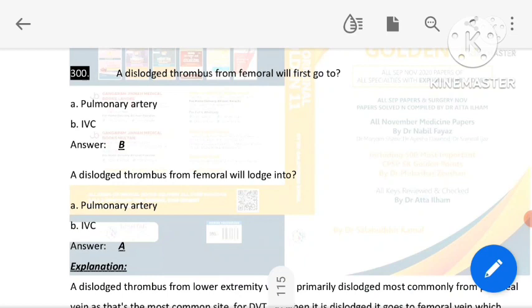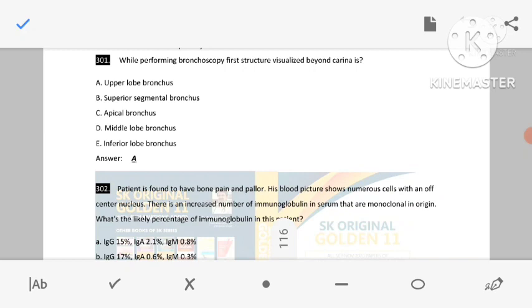Femoral. It will first go to which of the following? It will first go to the IVC, that is the inferior vena cava, and it will first lodge into the pulmonary artery. So remember, these are two different scenarios. A dislodged thrombus will first go to, and will first lodge into. If they ask will first go to, then the answer will be the IVC. If they ask will first lodge into, then the answer will be the pulmonary artery.